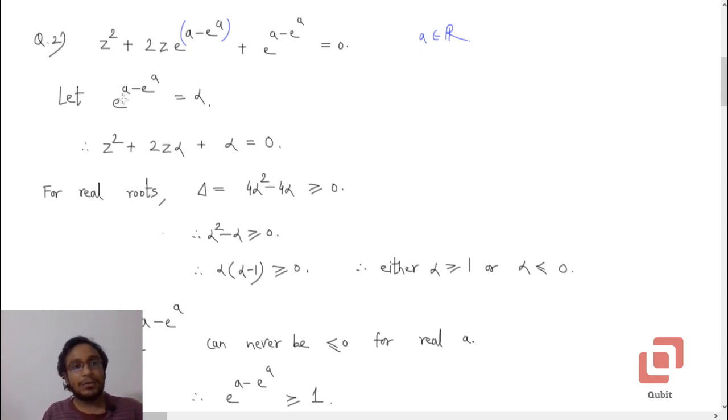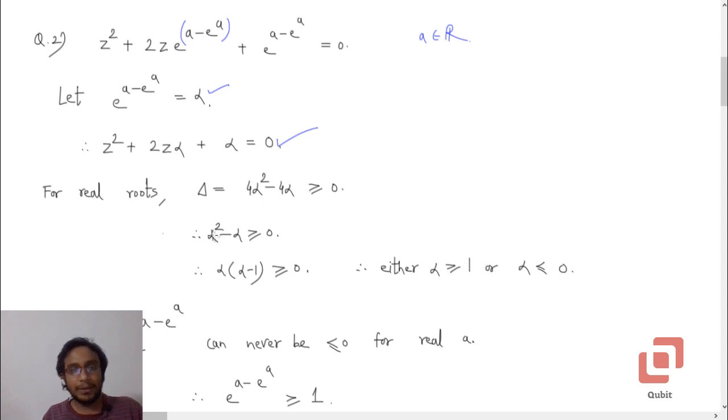What I have done is I have assumed e to the power a minus e to the power a as alpha. This was the simplification. Then the quadratic equation reduces to z squared plus 2z alpha plus alpha equal to 0. Now this is a standard quadratic equation. If you want your quadratic equation to have real roots, its discriminant delta should be non-negative. So b squared minus 4ac, which is 4 alpha squared minus 4 alpha, greater than or equal to 0.